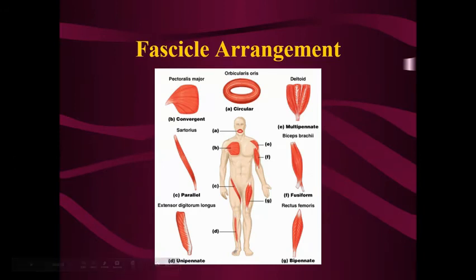So different muscles in different locations of the body have different fascicle arrangements, which allows different amounts of movement, different force with different muscles, and allows overall a variety of movements that we're then able to perform.